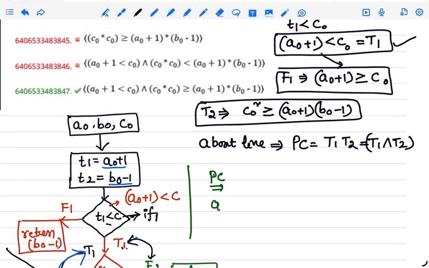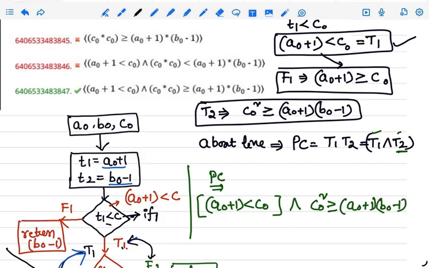So the path constraint is T1 and T2, right? T1 is A0 plus 1 less than C0. This is the first condition, and T2 is C0 square greater than or equal to A0 plus 1 times B0 minus 1, to reach the abort statement line. So this is the answer, friends: A0 plus 1 less than C0 and C0 square greater than or equal to A0 plus 1 times B0 minus 1.